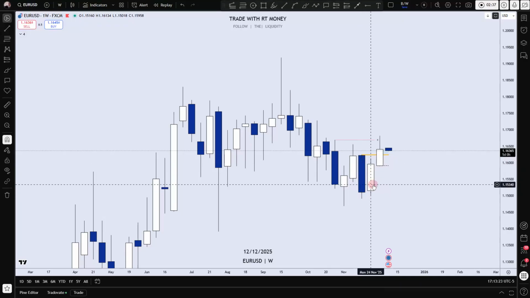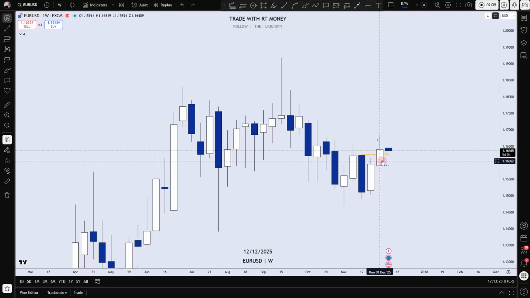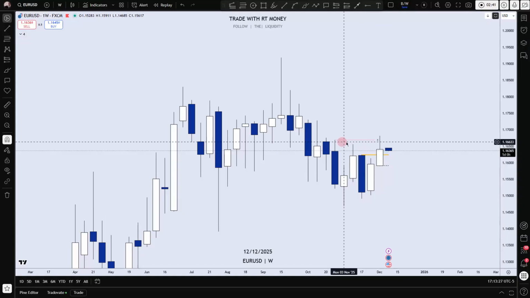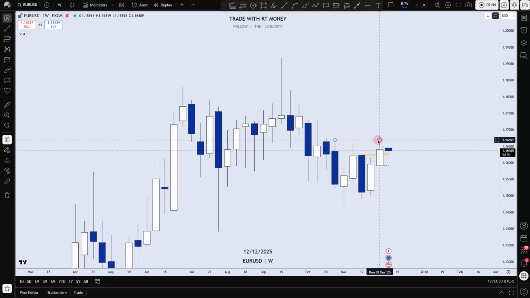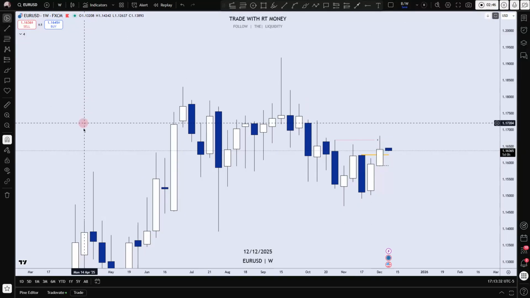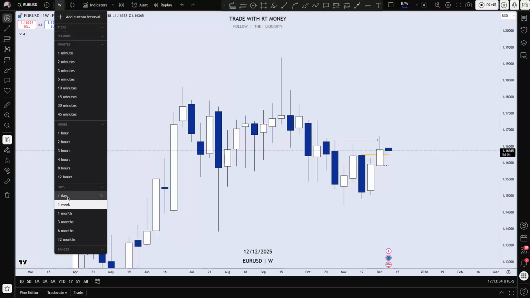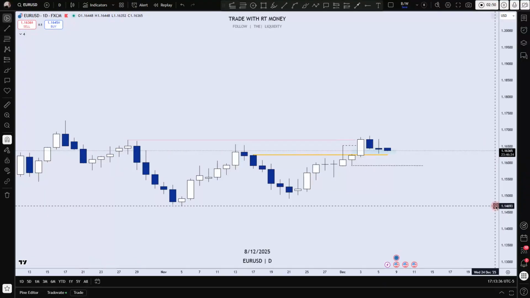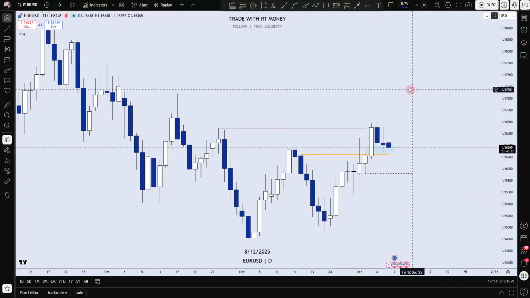So what is that telling us? This is leaning bullish to me, and the fact that we swept that buy side liquidity here is also leaning towards bullishness. Now, the fact that we didn't close above that high, I think is significant.